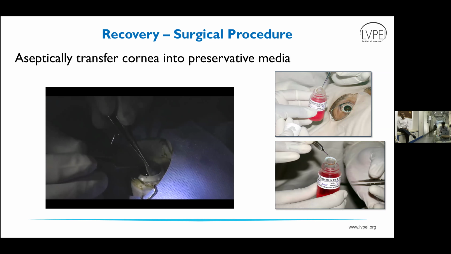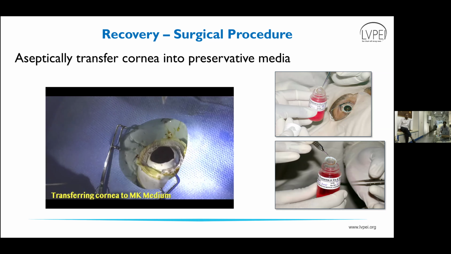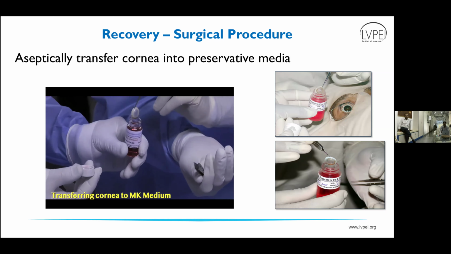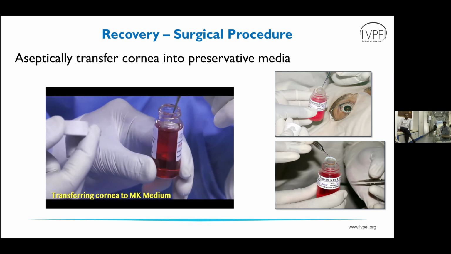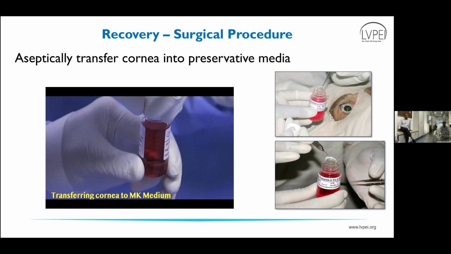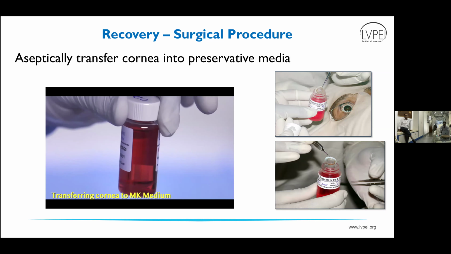You have to transfer the cornea aseptically into the MK medium. You have to hold the cornea vertically, actually, not horizontally, so that it goes into the MK media properly. See, like this, vertically you have to keep the cornea, then put it inside the vial until it reaches the media. Then after that you can leave it. The assistant who is assisting for the recovery will close the lid and mark it whether it is an OD or OS.